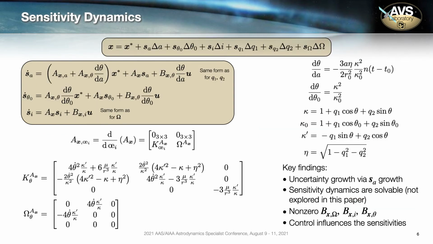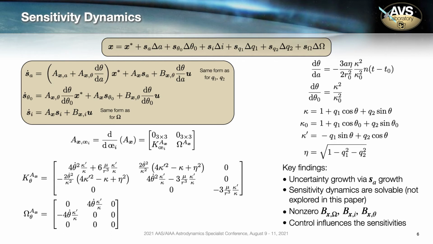And this slide gives some of the sensitivity dynamics. I'm not going to talk about this too much, it's in the paper, but note that there are some unintuitive terms like the control couplings here that's discussed in the paper. There are a few major takeaways from this breakdown of sensitivity dynamics. The relative state uncertainty growth is driven by the sensitivity to the target semi-major axis.